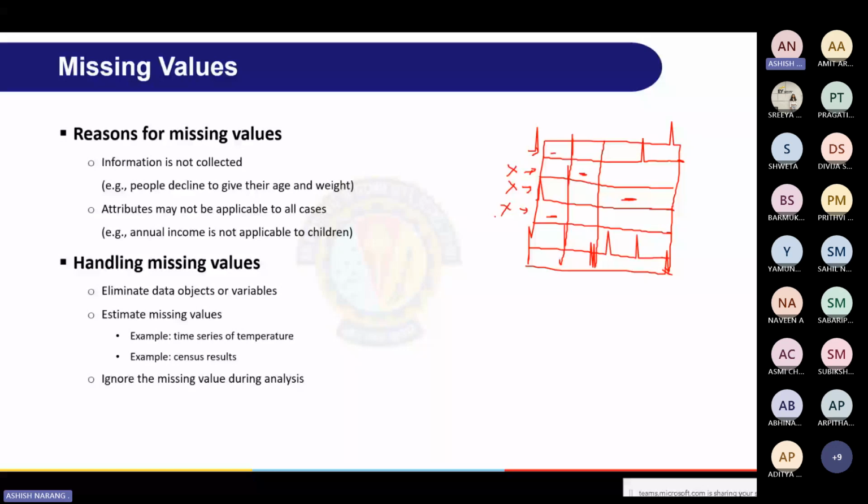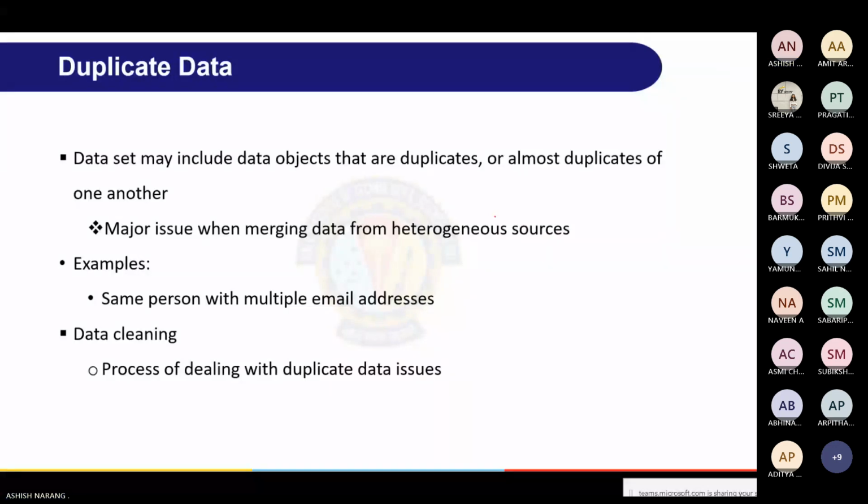Then I can come up with an imputation technique to handle those missing values, right? Or I can simply ignore the missing value. That's another way. Another thing is duplicate data.